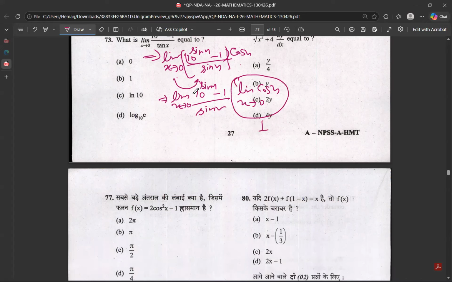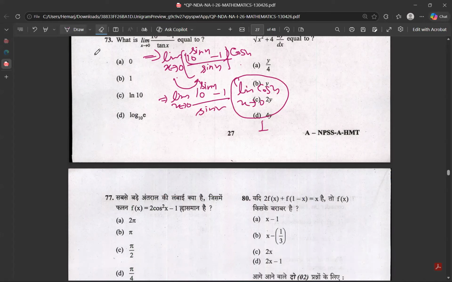Now what will be the value of this one? Again, here if you put x equal to 0, then 10 to the power sin 0, that is 0. 10 to the power 0, it means anything, any positive numbers or even any negative numbers, power 0, it means 1. So 1 minus 1 divided by 0. 0 by 0, again we have to use the L'Hospital rule.